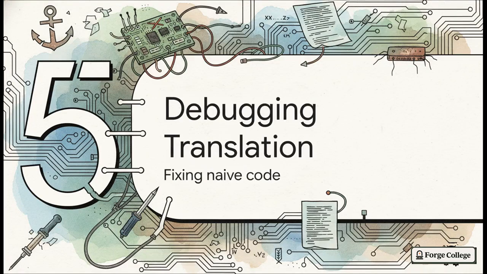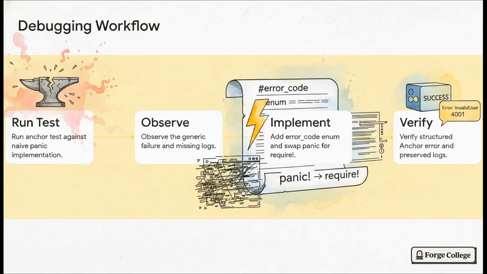Section 5. Debugging translation. Fixing naive code. Let's see how this builds into a rock-solid debugging workflow in your daily dev life. Step 1. You run your Anchor test against the naive panic implementation. Step 2. You pull up the logs and observe the generic failure. You'll literally see a generic program abort with a totally unreadable identifier. Step 3. You go into your code, define the error code enum, and swap the panic for a structured require macro. Step 4. You rerun your test. And suddenly, the test fails not with a generic crash, but with your beautiful, human-readable custom error message and a stable numeric code. Plus, all your prior event logs are perfectly visible.